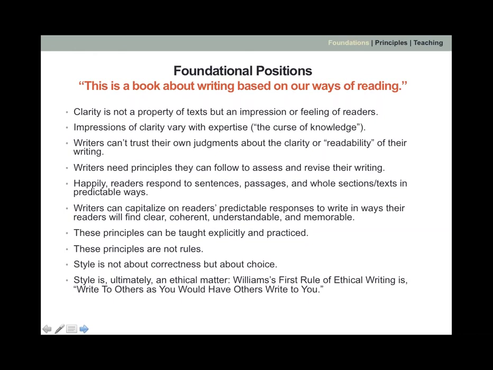Williams also worked extensively with government agencies and in private industry as a consultant and writing coach, and his experience with helping professionals write clearly is formative to the book. So that's going to be very important. Foundational positions that ground the book are displayed here. This is a quotation from one of the editions of Style, and I think it sums up exactly the perspective that Williams brings to teaching style. This is a book about writing based on our ways of reading.